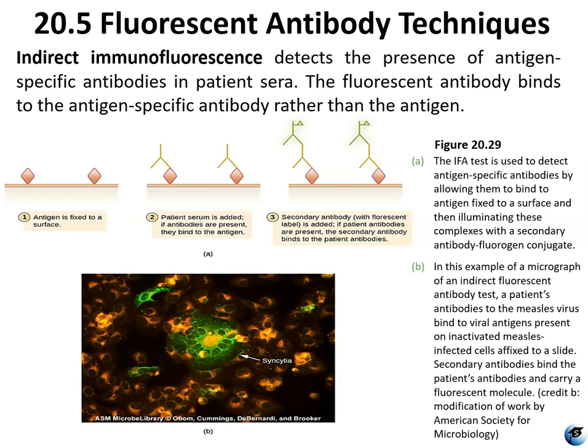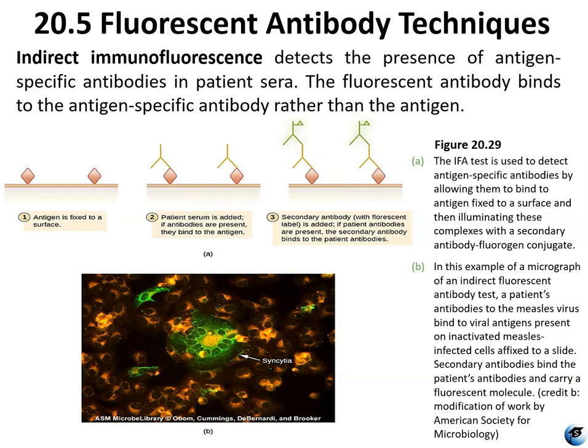Now, indirect immunofluorescence involves using the fluorescent dye and using antibodies. Indirect immunofluorescence assays, the IFAs, are used to detect antigen-specific antibodies, so antibodies that are specific to antigens found on certain molecules, certain bacteria, things that you're screening for. It allows the antibodies to bind to antigen fixed to a surface. So this so far looks really similar to an ELISA, but there are no enzymatic reactions involved here.